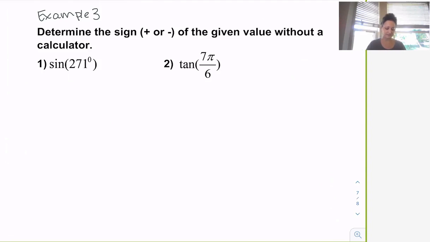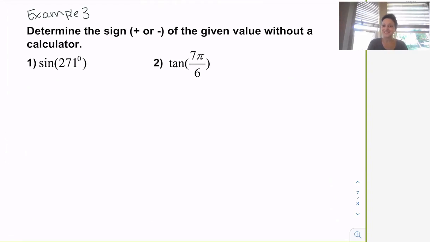All right, let's try the last ones here. Can you write these two in your notes, please? Sine of 271 degrees and tangent of 7 pi over 6. Let's do number 1 together, and then I'll have you do number 2 on your own. Okay, so without a calculator, let's determine whether these would be positive or negative. So 271 degrees, that is going to be in quadrant 4, right? So all students take calculus. Only cosine is positive in quadrant 4, so sine must be negative. So I'm going to put less than 0 there.